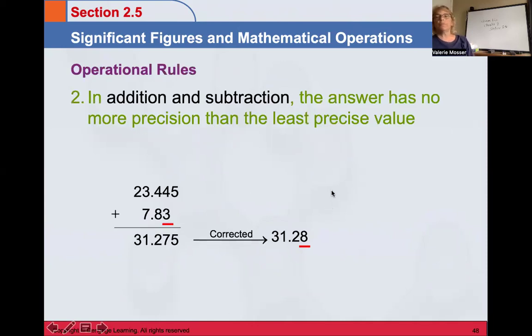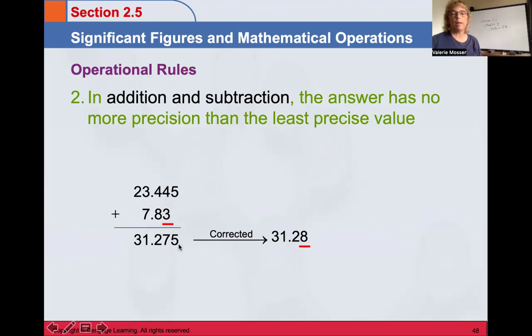So those were the rules for multiplication and division. In addition and subtraction, the rules are different. The answer has no more precision than the least precise value. So we're not looking at numbers of sig figs here. We're looking at precision, how precise the numbers are. So this first number is precise to the thousandths place: tenths, hundredths, thousandths place. This number is precise to the hundredths place.